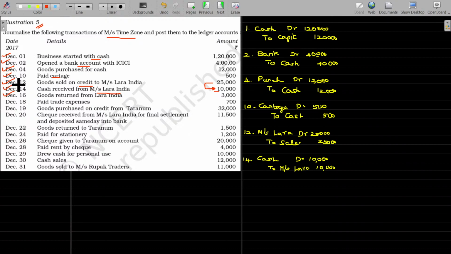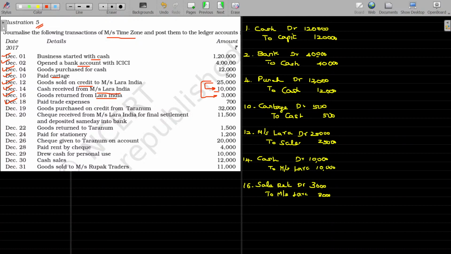16th December, goods returned from Lara India. See, we sold for 25,000. A part payment is there. Another part is not fit for the usage. So return 3,000 rupees, which is nothing but sales return. So 16th December, sales return should be debited. Sales return debited to Mrs. Lara India. The value being 3,000.